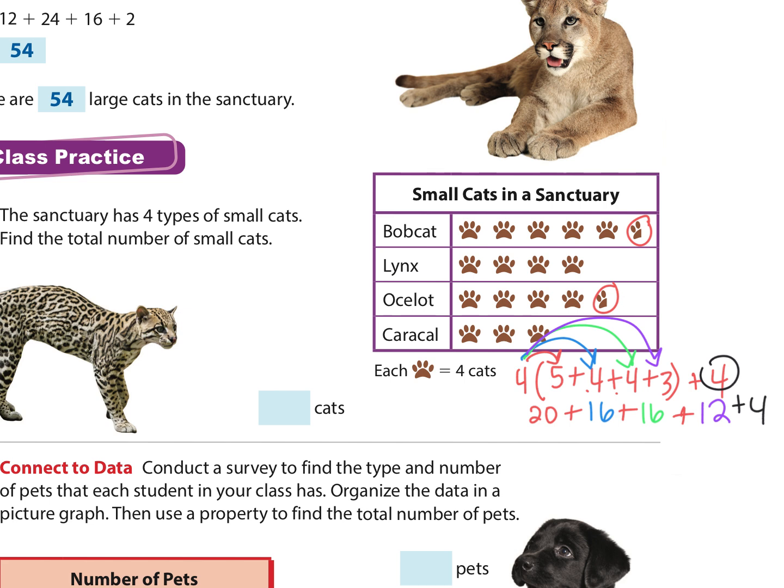Okay, so now I add it all together. Distributive property, Oprah. Oprah says, you get a 4 bobcat, you get a 4 lynx, you get a 4 ocelot, and you get a 4 caracal. And then I'm going to add the weird little half paws together. I'm just going to tack that on at the end. Okay, so now I've distributed it all.